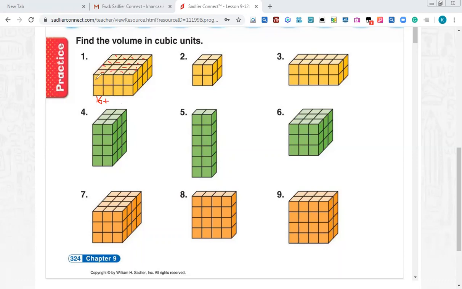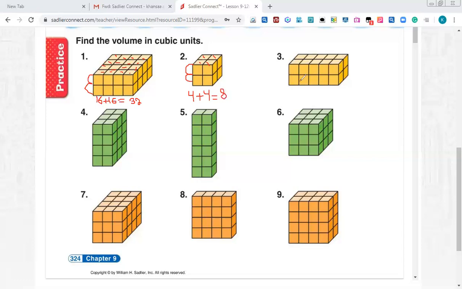How many layers do we have? Let's count. 1, 2. So we have to add 16 two times. 16 plus 16 equals 32 cubic units. Okay? Number two, the same. We have to count how many cubes we have in the top layer. 1, 2, 3, 4. So let's write 4. How many layers do we have? 1, 2. So we add 4 two times, equals 8 cubic units.